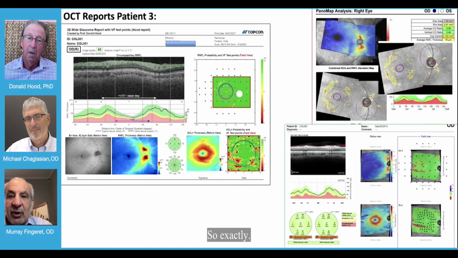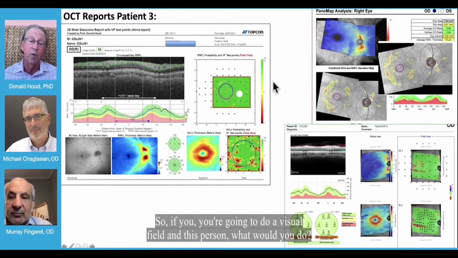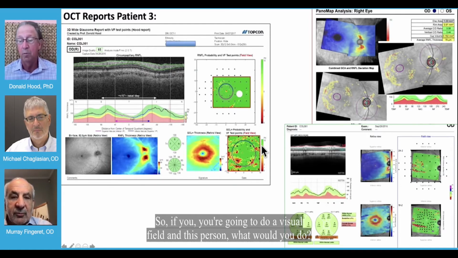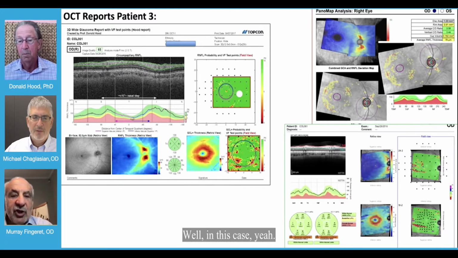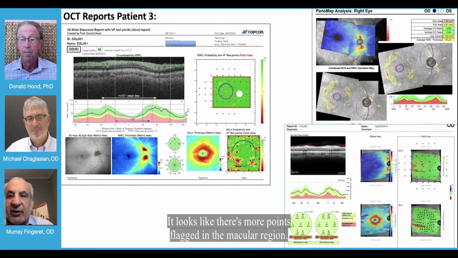So exactly. So now, if you were going to do a visual field on this person, what would you do? 10-2 or 24-2? Well, in this case, I'd probably get a 10-2. Yeah, just because it looks like there's more points flagged in the macular region.